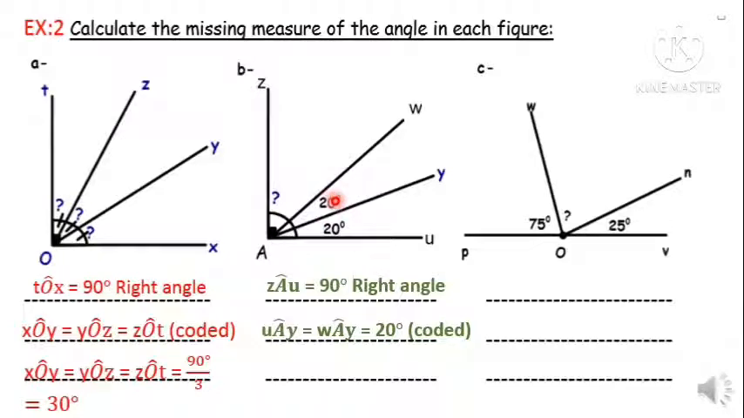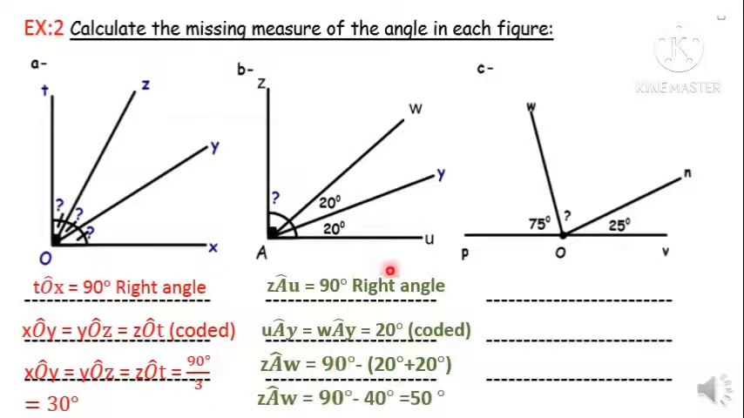Here we have 40. So how to find this one? So 90 minus 20 plus 20, it's 90 here. So 90 minus 40 gives me 50 degrees. So this measure is 50. 50 plus 20, 70 plus 20, they are 90.